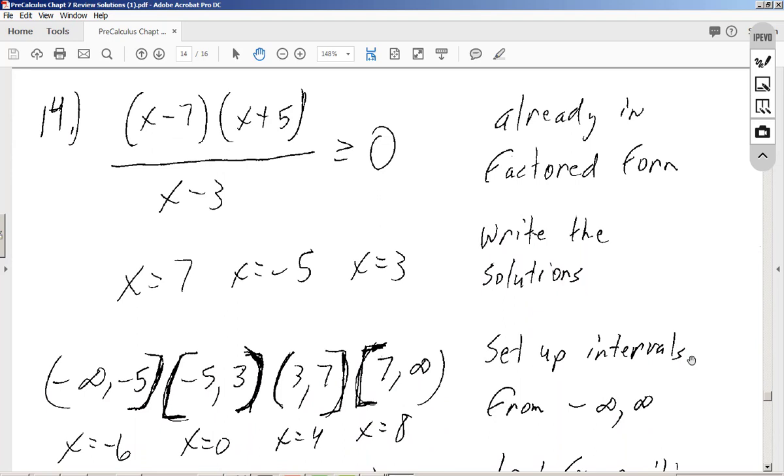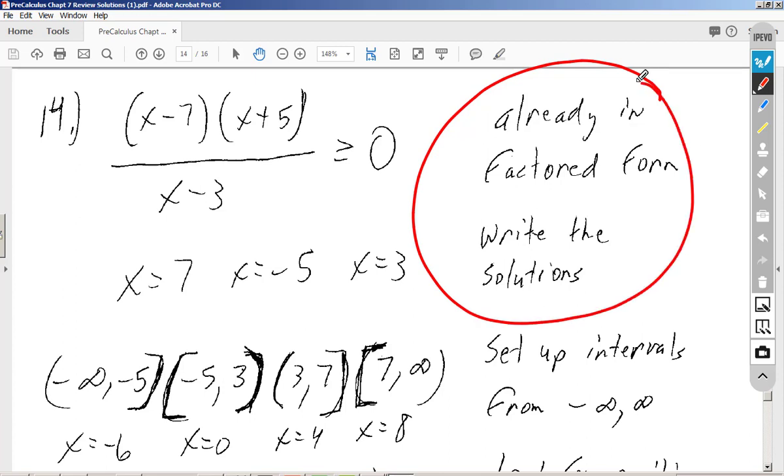Number 14, it says solve the inequality and give the solution in interval notation. So we've got a rational function here. We've got (x minus 7)(x plus 5) all over (x minus 3) is greater than or equal to 0. Since this is already in factored form, I just need to write the solutions.